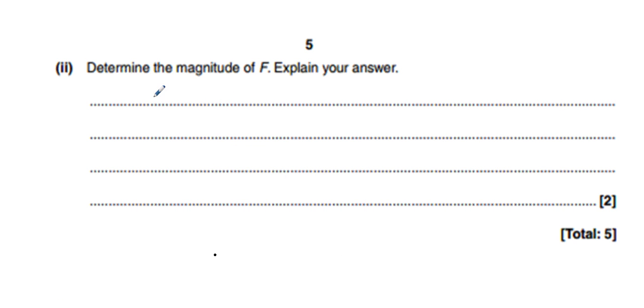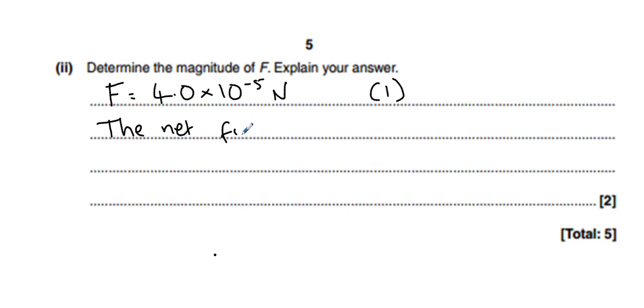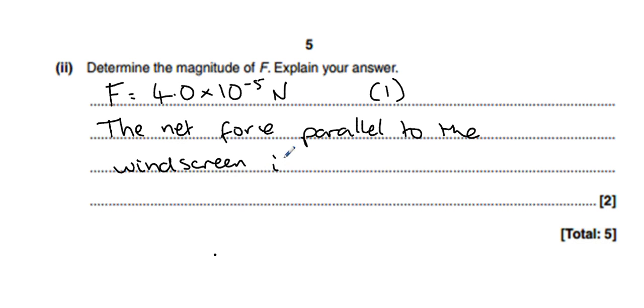Okay, so if we go back to this one, we can write that F equals 4 times 10 to the minus 5 newtons. That will score us 1 mark. The second mark is just for saying why, so you can say something along the lines of: the net force parallel to the windscreen is 0. That's why we knew we could determine what this one was, and that was given to us in the question when it said the water drop was stationary.